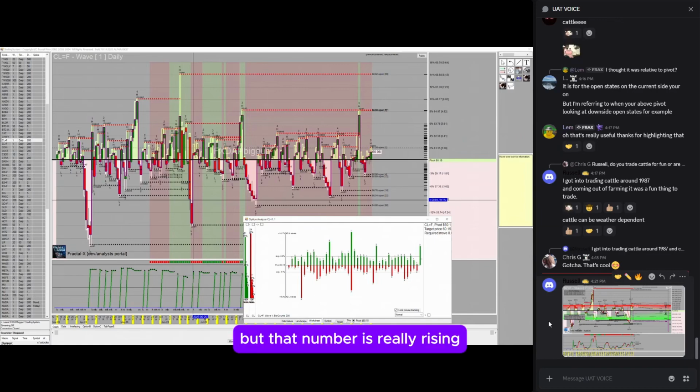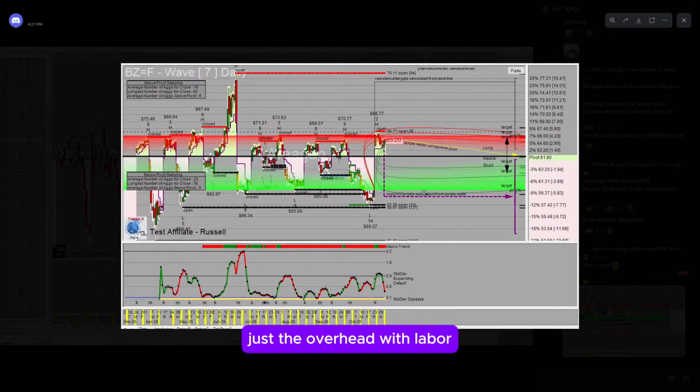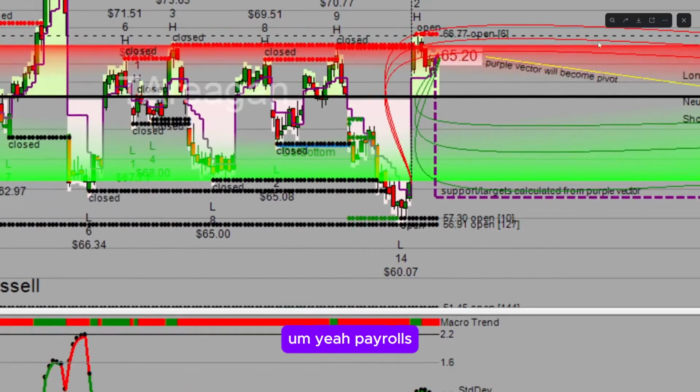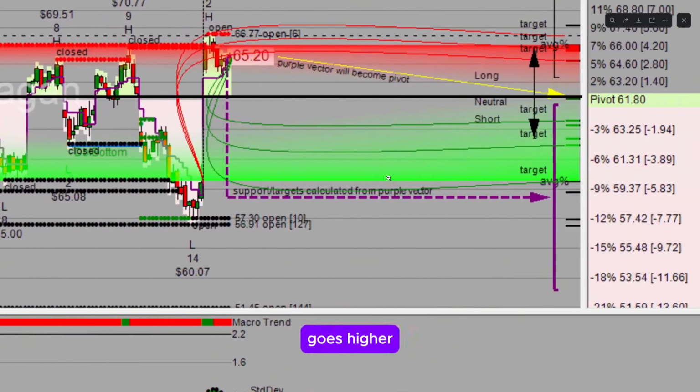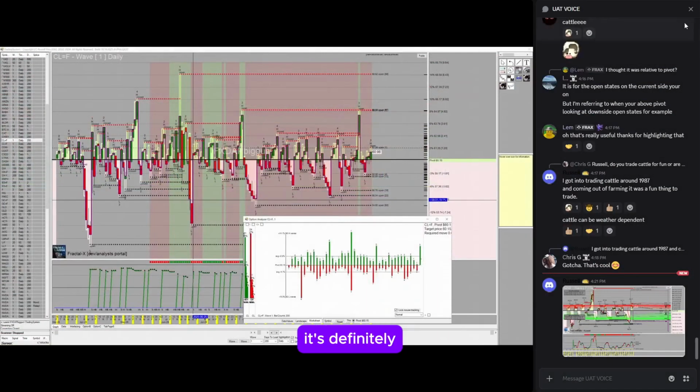But that number is really rising, because the $60 profitable level is rising historically because of labor and just the overhead with labor. Companies nowadays, it's getting more expensive because the cost of living's up. So payroll goes higher. So that 60 profitability number is really going up as inflation goes higher. Yeah, it's definitely creeping up.